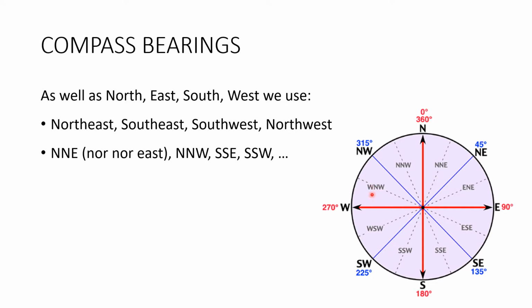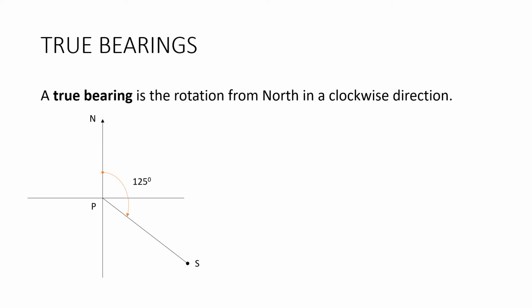So here we've got west, northwest, north, northwest, which we actually say nor-northwest, and here's nor-northeast. A true bearing is the rotation from north in a clockwise direction. So we locate north, we rotate clockwise until we hit the arm that goes out to the object. So we would say in this case the bearing of S from P is 125 degrees true. You can put the T on the end, you can leave it out.